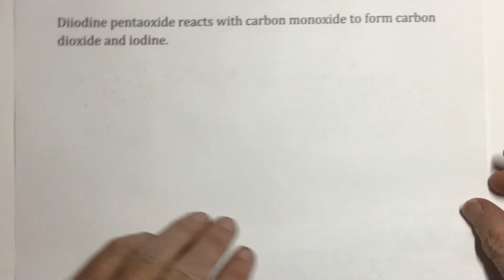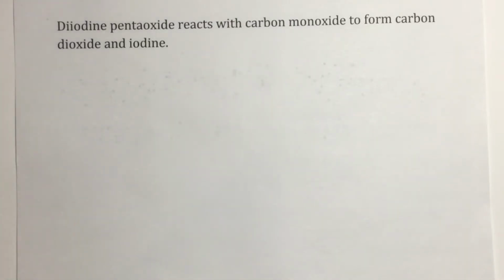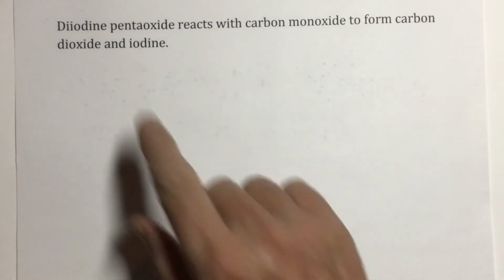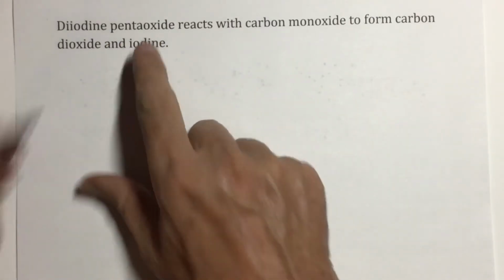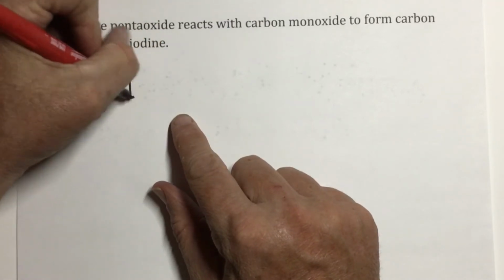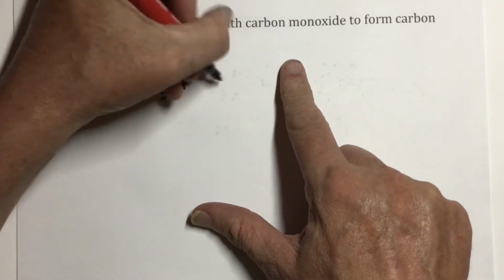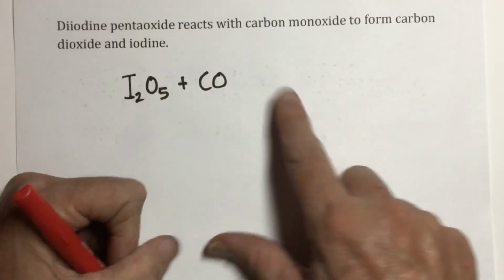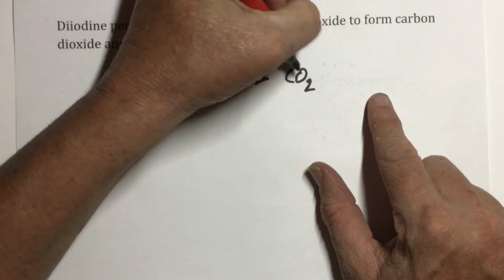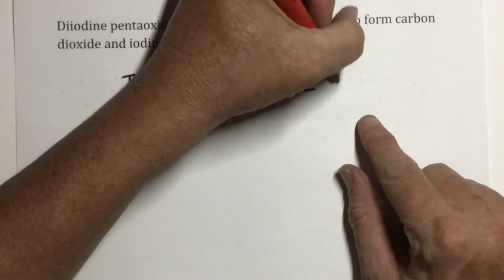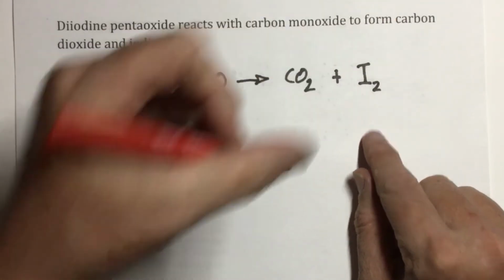Okay. Let's look at this one here. Diiodine pentaoxide reacts with carbon monoxide to form carbon dioxide and iodine. So diiodine pentaoxide, well, the name tells us that's 2 iodines and 5 oxygens. And it reacts with carbon monoxide, which is CO, as the name tells us, to form carbon dioxide, that's CO2, and iodine. Now remember, iodine is diatomic, so it's going to appear here as I2, not just I.